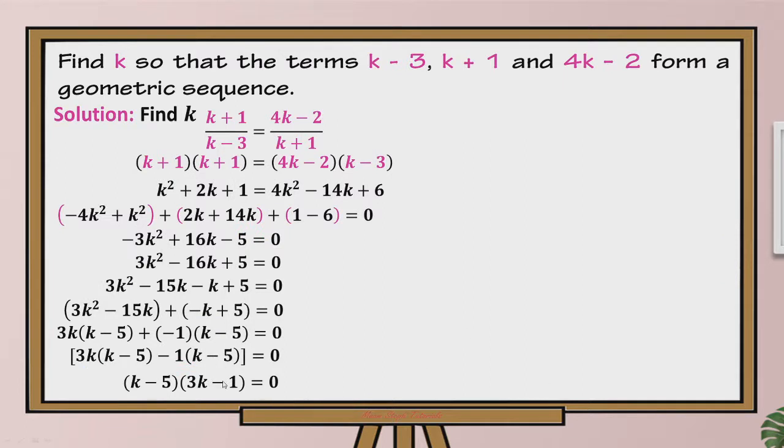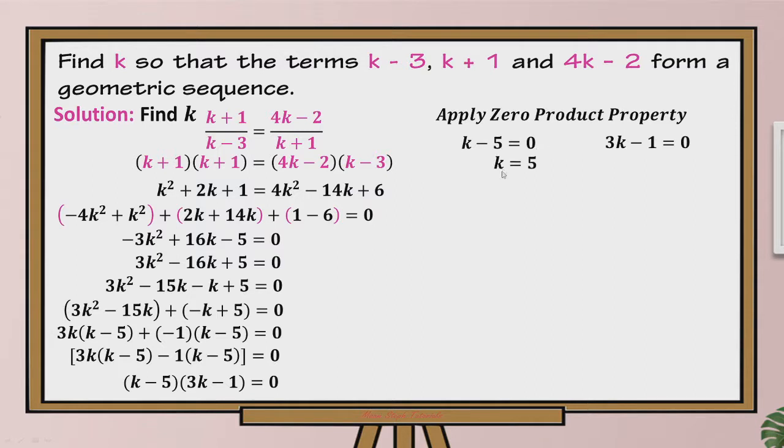So to continue, since we now have our two factors equal to 0, the next step is to apply the zero product property. And according to zero product property, we will just equate the two factors to 0. So, yung k minus 5 will be equal to 0, at yung 3k minus 1 is also equal to 0. So, to get the value of k, we will transpose negative 5 to the other side of our equation. So, we have k equals 5. Yan yung ating first value ng k.